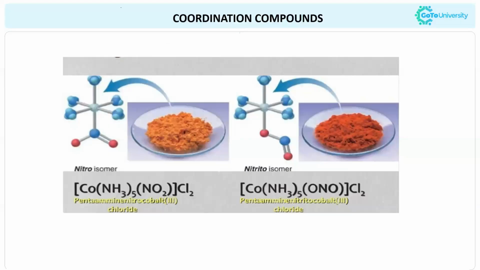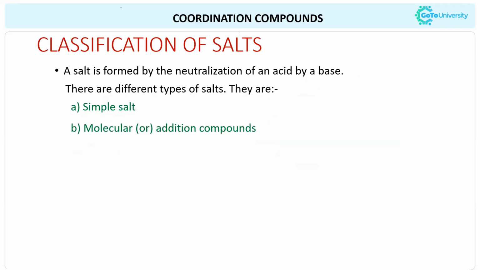So first of all, we have to know what coordination compounds are. Coordination compounds are of different types, and they are different from other compounds as well. Actually, coordination compounds are entirely different from double salts. Usually, salts can be classified into different types, that is simple salts and molecular or addition compounds. These salts are usually different from the coordination compounds.